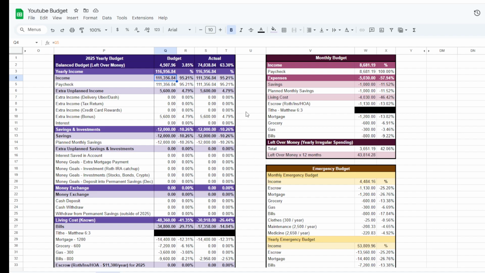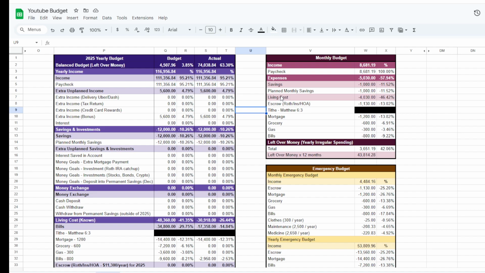So I've been budgeting for about 4 to 5 years, and it all started off with tracking my expenses. And then from there, I was able to analyze what I was spending and break them up into categories and then finally fit them into my income.